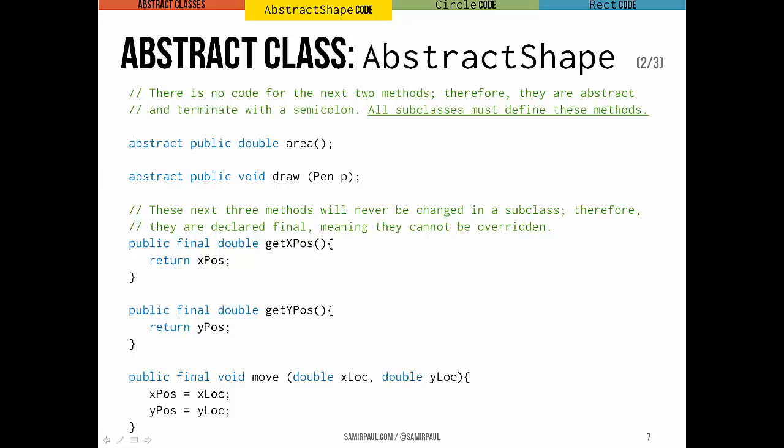The next few methods, getX, getY, and move, those aren't actually going to change in any subclass, and we don't want them to. So we declare these as final. And declaring them as final means that none of the subclasses of abstract shape can override those methods. They're stuck with this particular implementation.